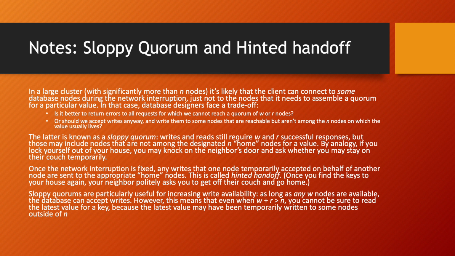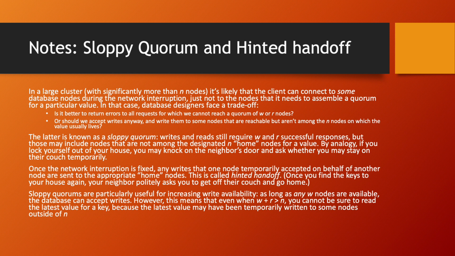The latter is known as a sloppy quorum. Writes and reads still require W and R successful responses, but those may include nodes that are not among the designated n home nodes for a value. By analogy, if you lock yourself out of your house, you may knock on your neighbor's doors and ask whether you may stay on their couch temporarily.